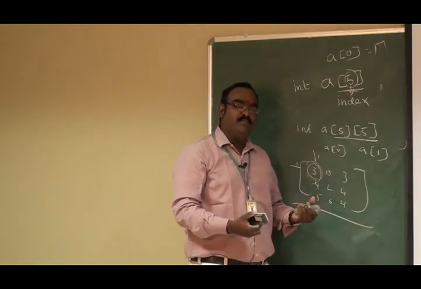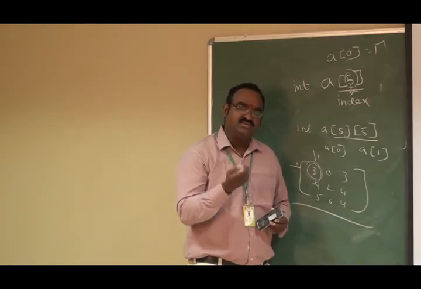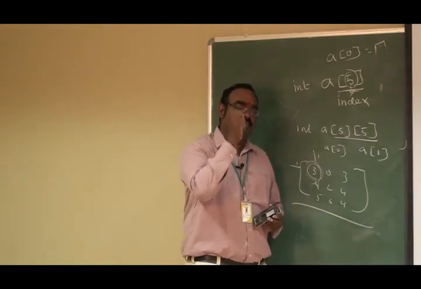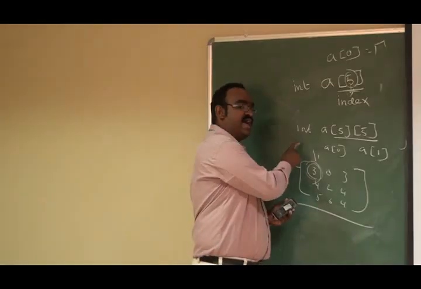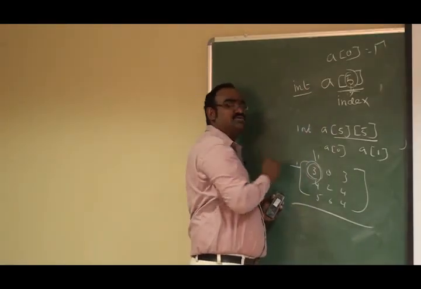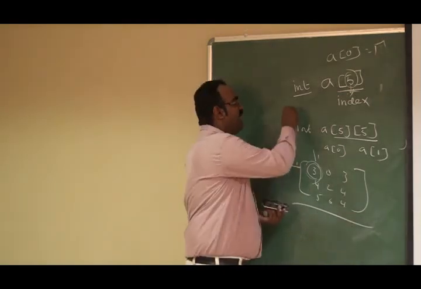So what is compilation, and what is execution? When you are compiling, the compiler in C checks whether the syntax and semantic rules are maintained in your program or not. For a declaration like integer A of 5, first the compiler understands what int is, that is integer. What is integer? It is a primitive data type which is allocated 2 bytes.